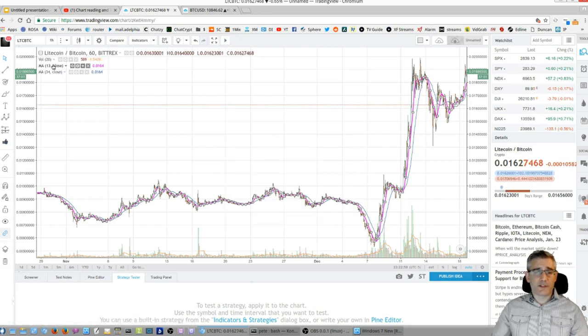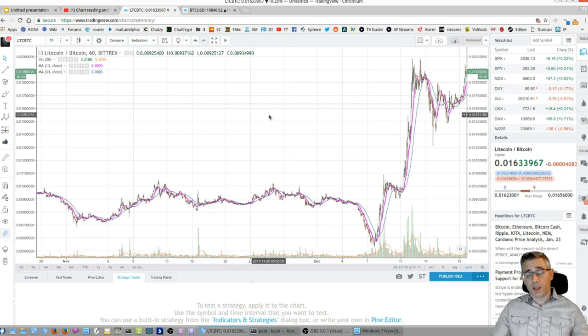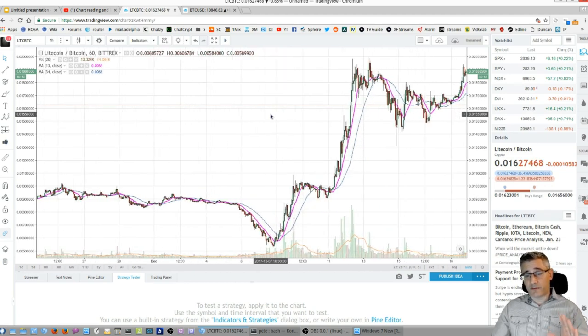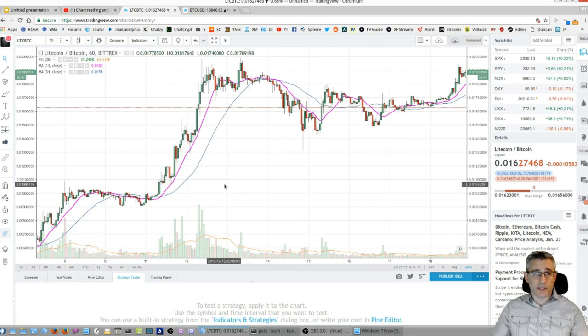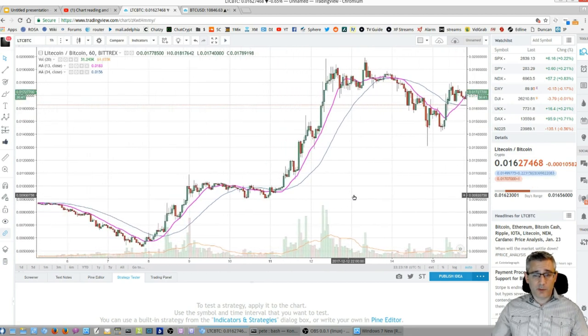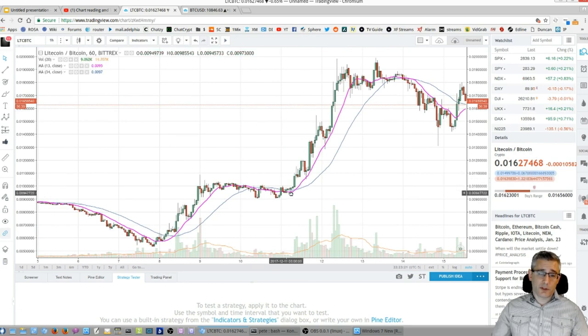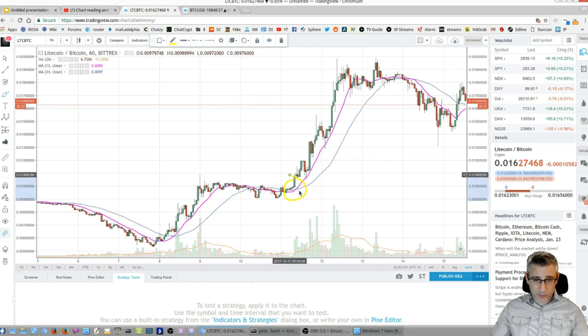So I set mine to 13 and 34 because I want to have a slow moving average and a faster moving average to kind of give me an idea of where the price is headed short term and where it's headed long term. And how we use them to our advantage is if I zoom out, let's say we're just using Litecoin because it's here. But when you see these moving averages cross, that's where the magic happens. As you can see here, when this crossed, when the purple crossed the blue, it went very bullish, right? And then when it crossed the other direction, it went bearish. You see that?